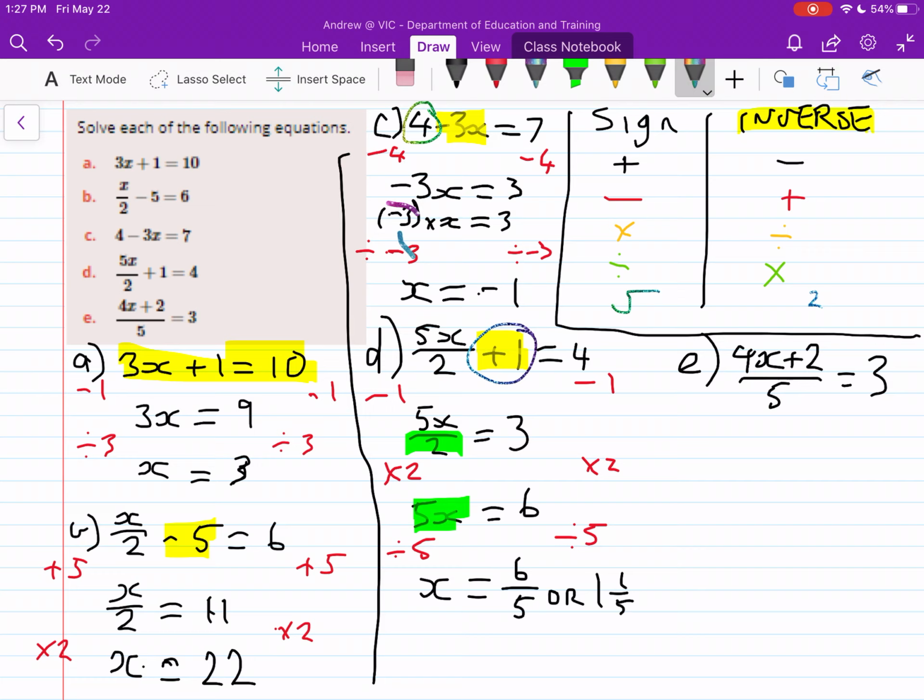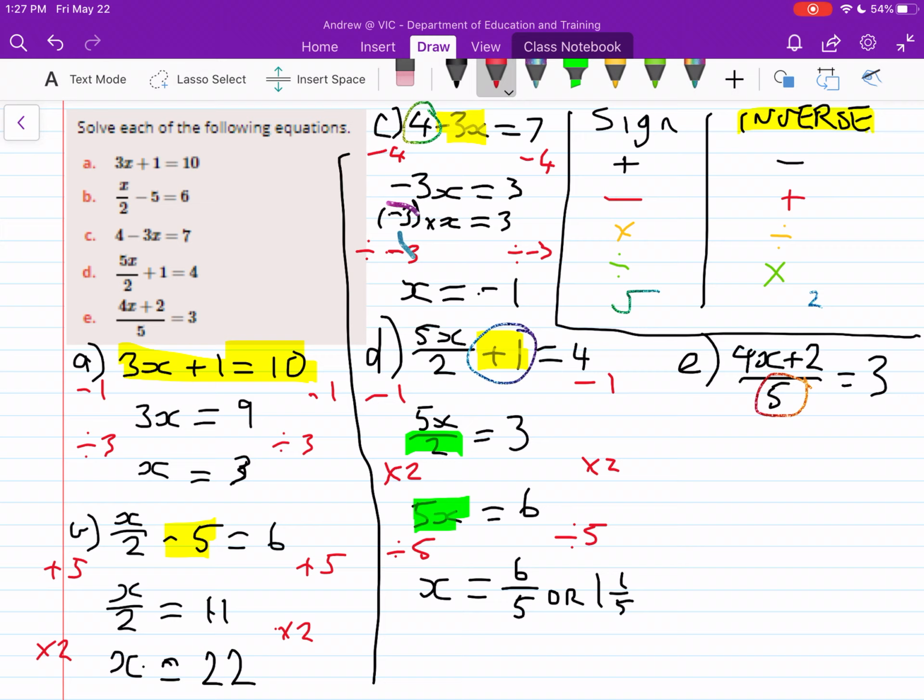So what's actually easy to get rid of is our divide by 5 on the bottom, not the top. So it's all over 5. This is actually the one furthest away from the x term, you could say. So it's the easiest one to remove first. So we've got all of this divided by 5.